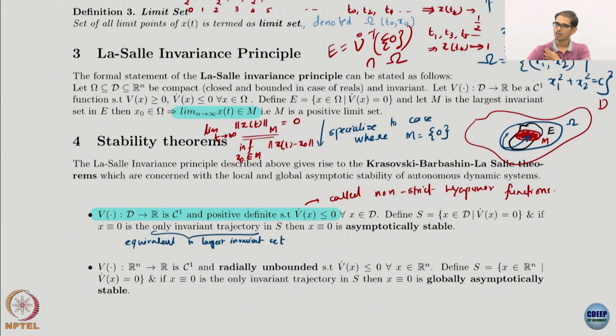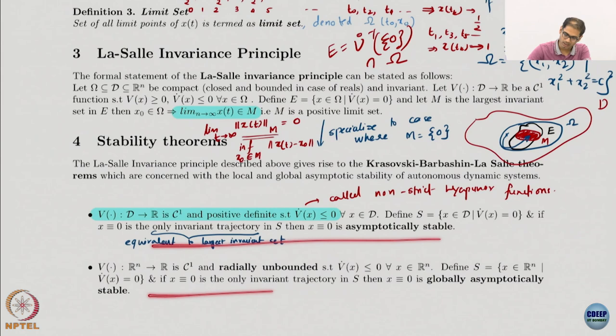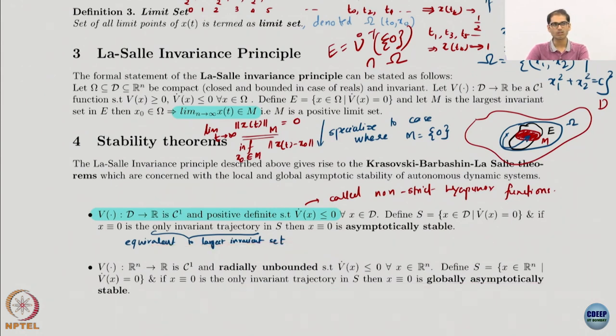Okay. And then you can also state a global version, which says that if now you don't have a domain, you have all of Rn, again negative semi-definite in all of Rn, and you have the same things happening, then you have global asymptotic stability. Okay, that's it. If the domain goes away, then you have global asymptotic stability.